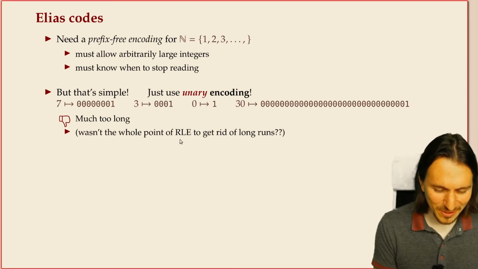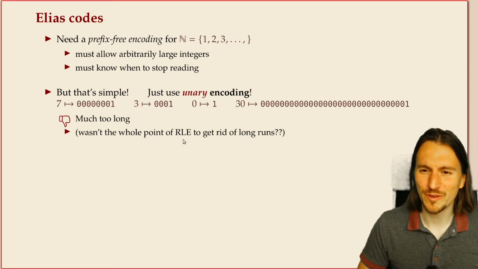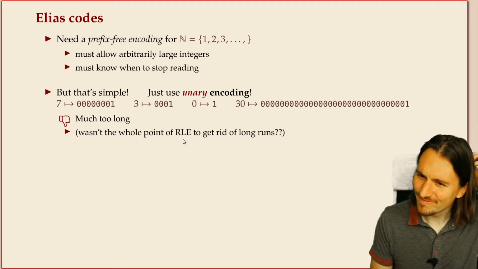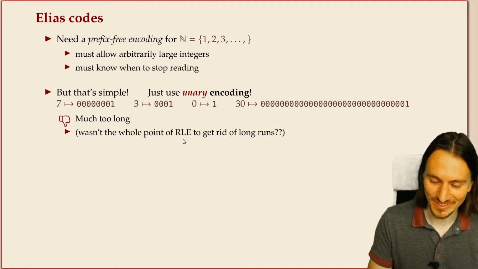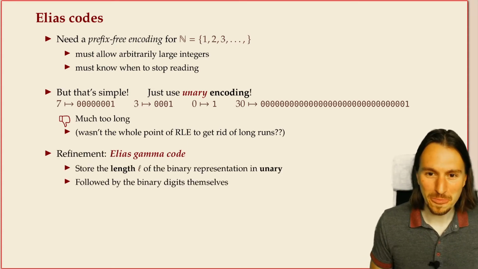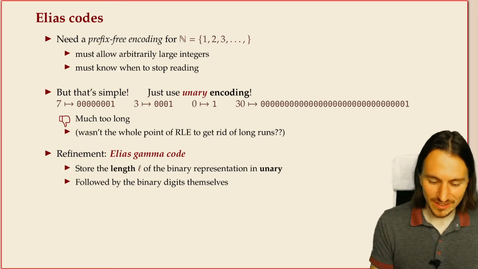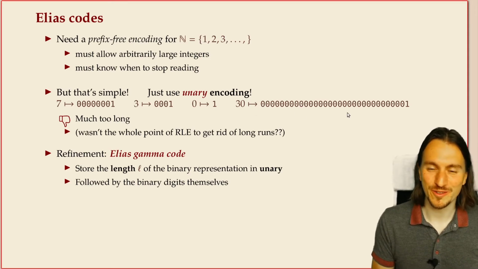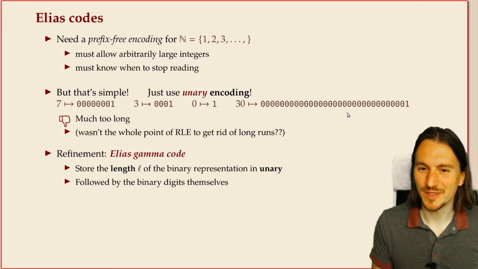And, well, we started with run length encoding to get rid of long runs. Now to store the runs, we produce long runs. Maybe this is not the solution yet. But we still build on this. And the trick is to see this as the base case of a recursive construction. Not sure if this is helping you.